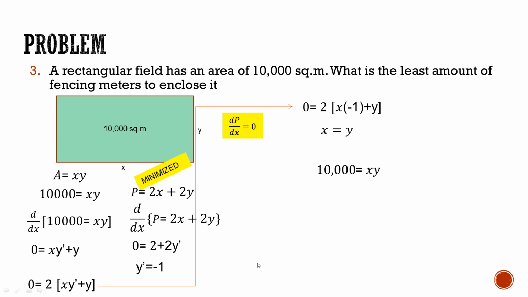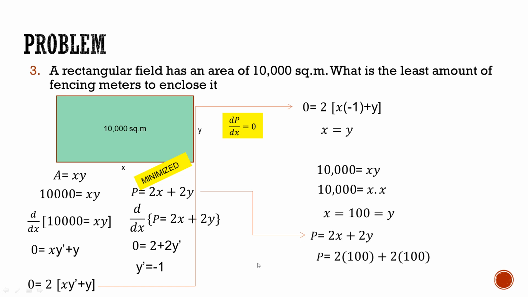And then here, the relationship, we already know that x is equal to y. We just have to replace y with x. And then we come up with the value of x, which is equal to y, equal to 100. No? So, since we know that, we just have to substitute it in the perimeter equation. Therefore, this is the least amount of fencing meters to enclose it. It refers to the perimeter at the minimum value of x and y. Okay? So, that's it.